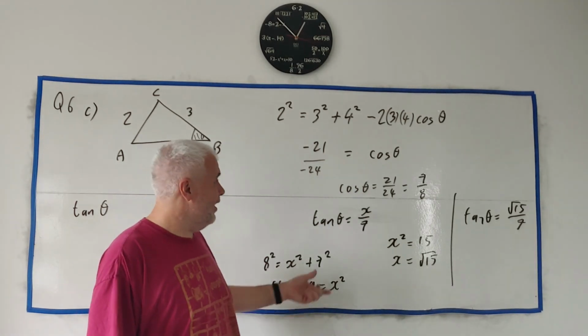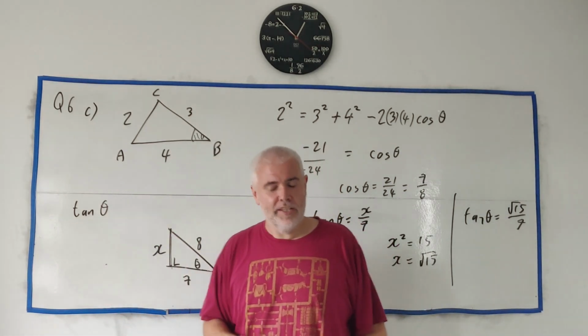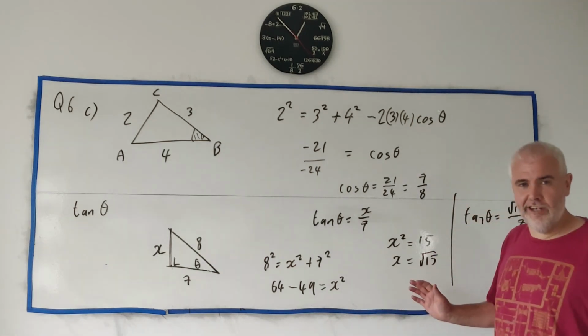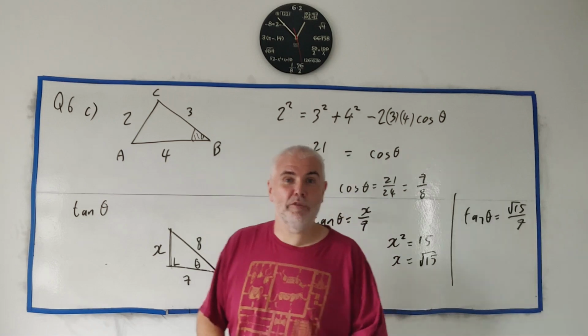Much easier with a calculator, but not that hard without it. Just this one right angle triangle trick that was very common before calculators got so good. And that's it for the entirety of question 6.